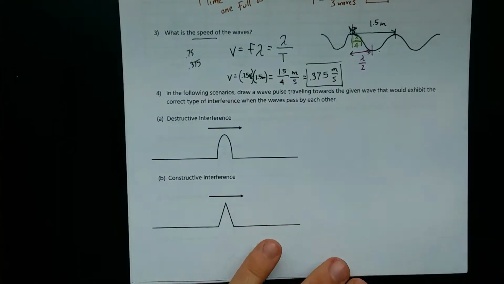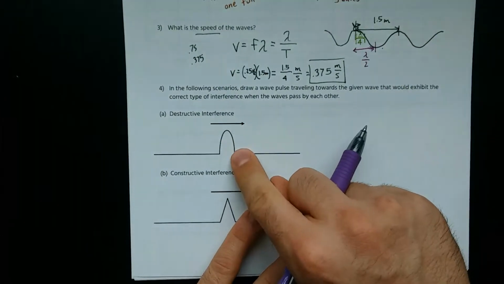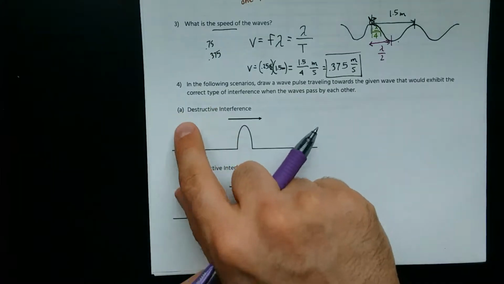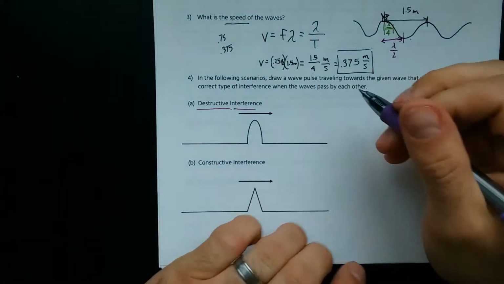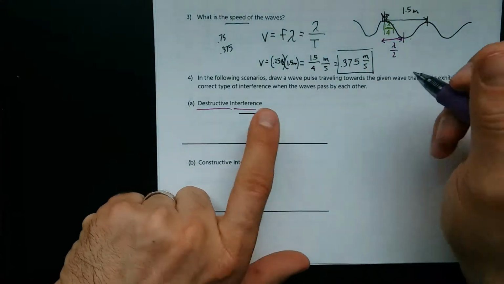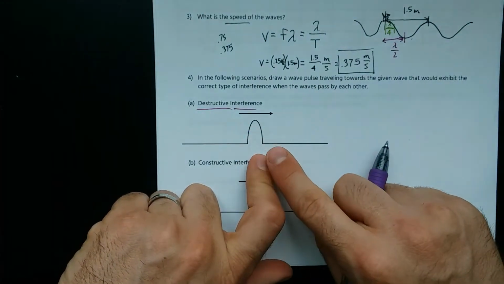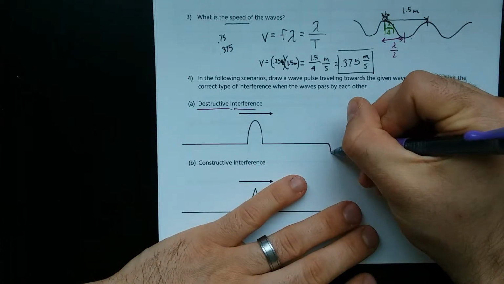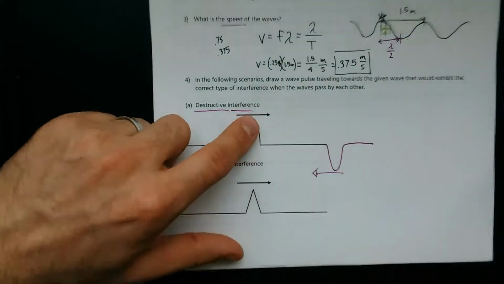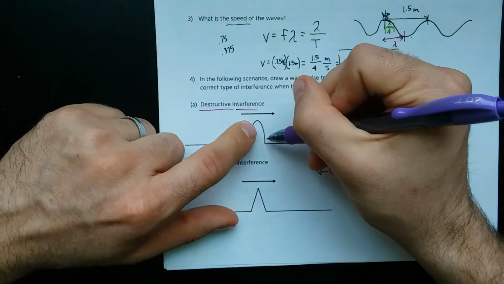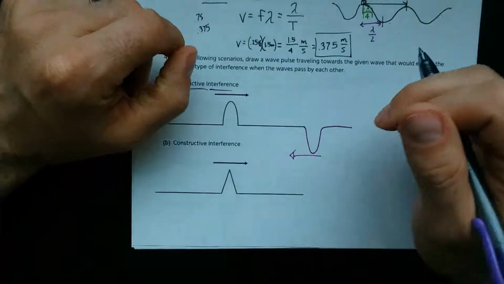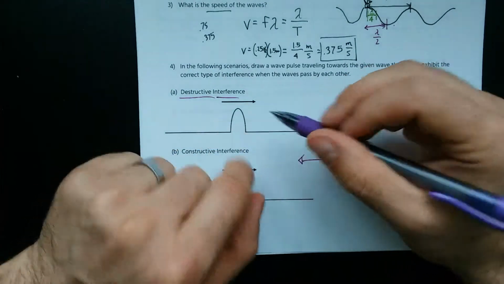In the following scenarios, draw a wave pulse traveling towards the given wave that would exhibit the correct type of interference when the waves pass by each other. So, this problem asks for destructive interference. Draw a wave pulse traveling towards the given wave that would exhibit destructive interference with this wave pulse. Well, I would want to see something on the bottom. If this wave is acting in this string and pulling up, then I would need something to pull down to be able to cancel that wave. And a trough here will cancel out this crest.